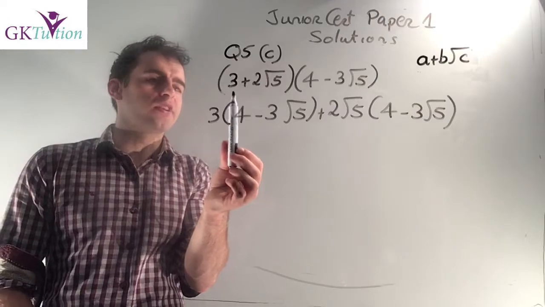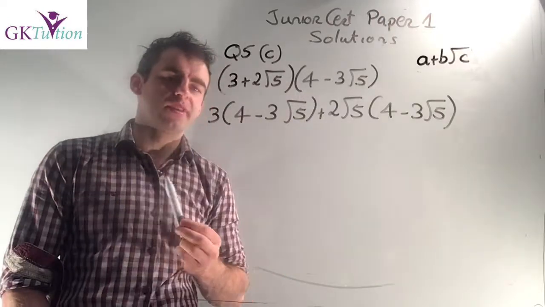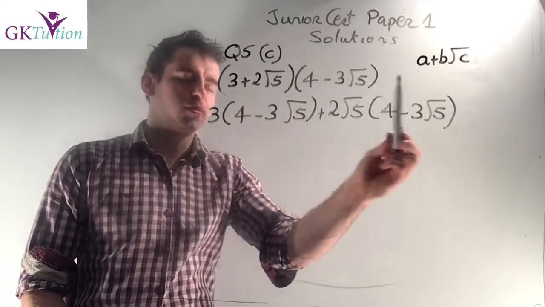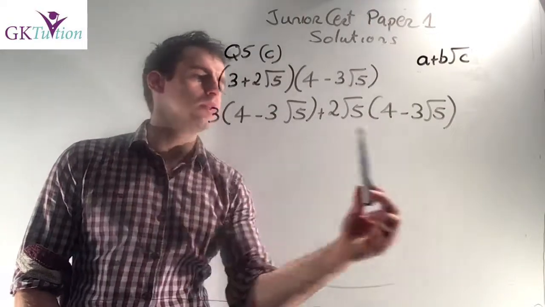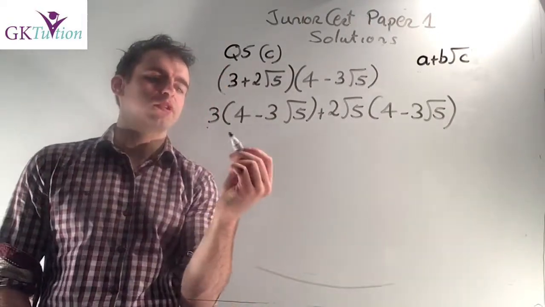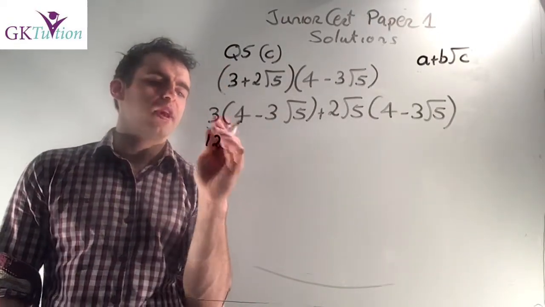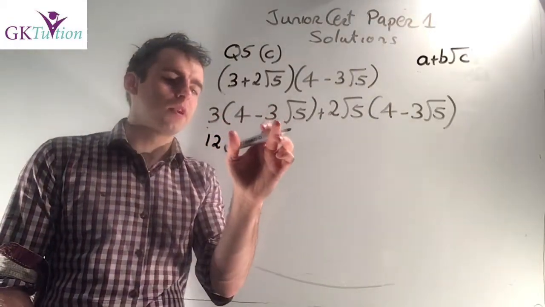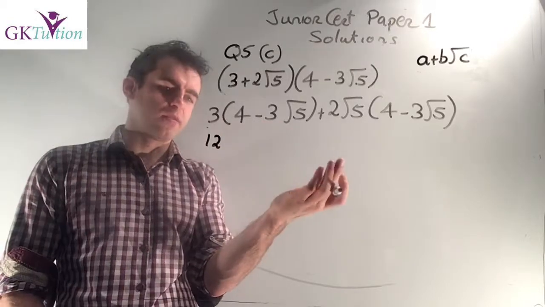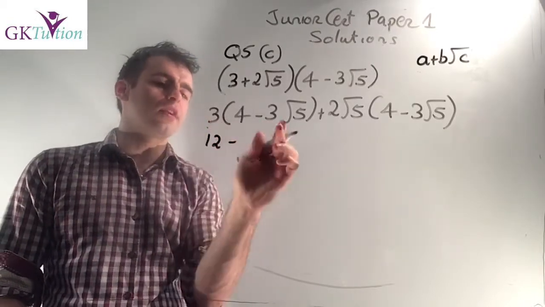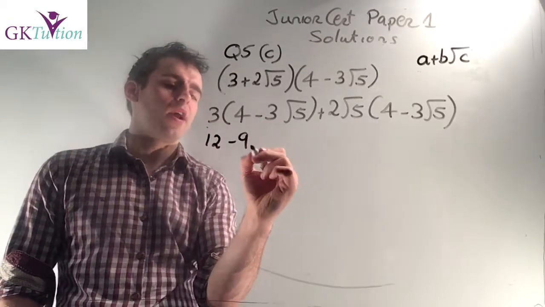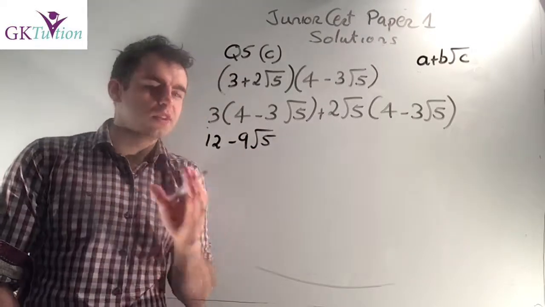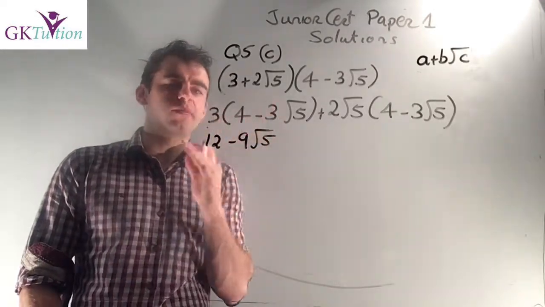It's just you take the first thing in the first bracket, you multiply it by the second bracket. Second thing in the first bracket by the second bracket. So if we do that, it looks like this. 3 multiplied by 4 is 12. Now if you're multiplying 3 by minus 3 root 5, the 3 multiplies by the 3, but you can't do anything with the surd. So it's just 3 by 3, that gives me minus 9, and then you've got a root 5. I didn't do anything with the surd, I just multiplied the 3 by the 3.